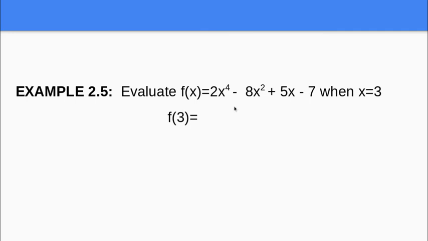So that's exactly what we're going to do. Anywhere where you see x, you're going to replace it with the number that they're asking for. And in this example, they're asking for what is the value when x equals 3 exactly. Notice how I wrote everything in parentheses. I would recommend that you do the same.